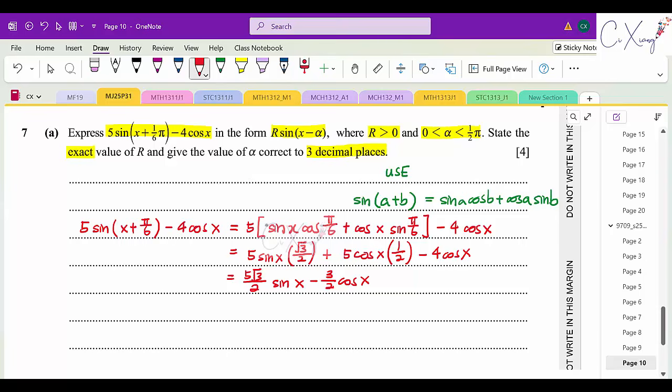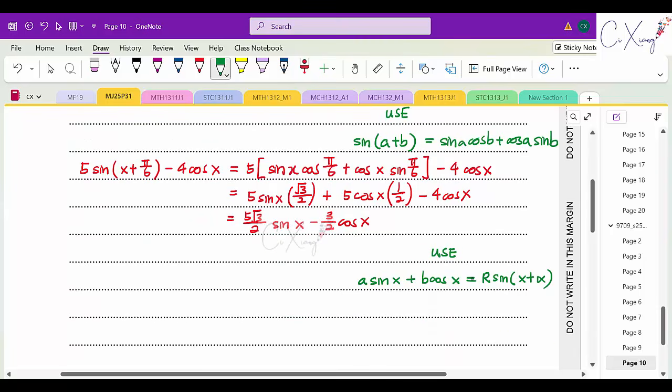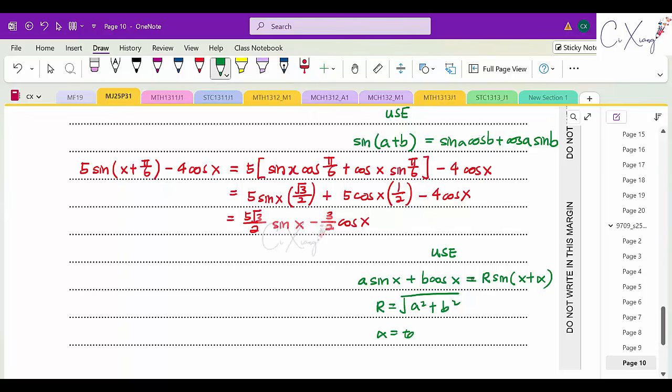Alright, after I change it to this pattern, then only I can make it become the r sine x minus alpha form. Right? Then what is the general formula again? If you are having a sine x plus b cos x, then you can change it to r sine x plus alpha, where you need to know that the r basically comes from the formula square root of a square plus b square. And to get the alpha, it is tangent inverse b over a. Okay, so we are going to use this one.